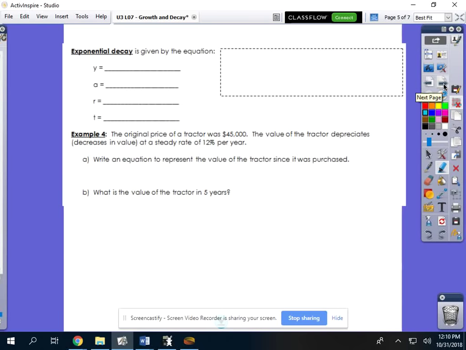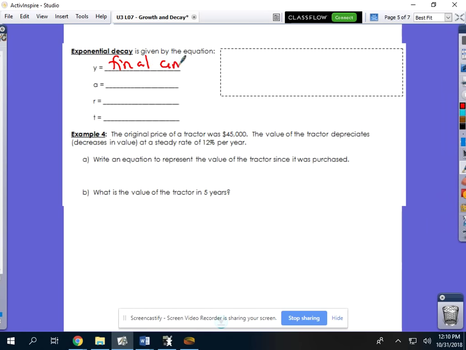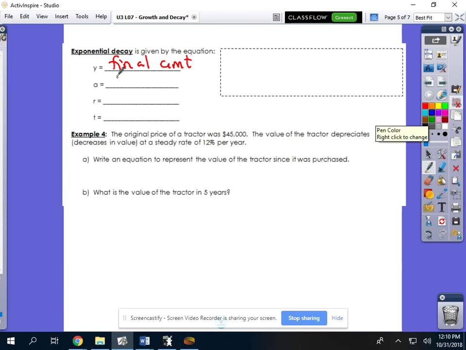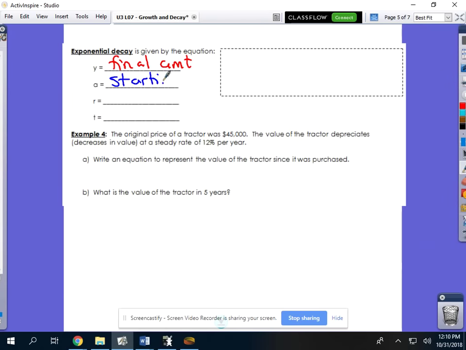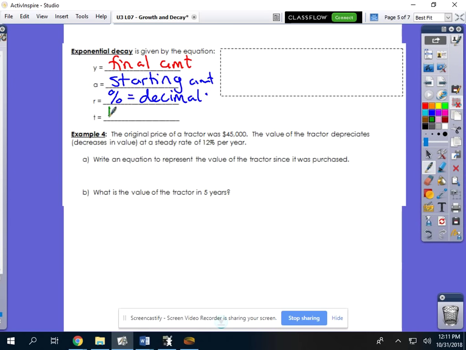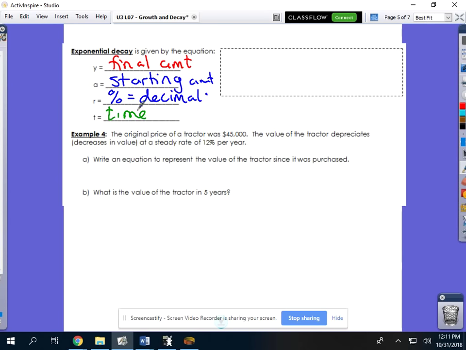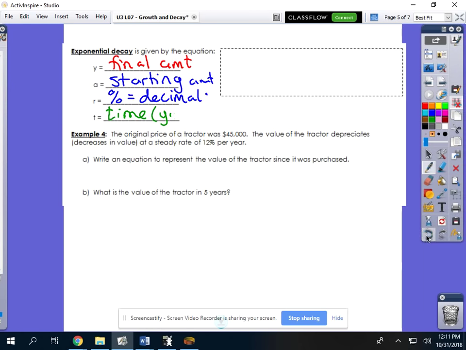We're now going to slightly change, but it's going to be pretty much the exact same idea. Once again, my y is my final amount. So you should be on the back side now. My y is my final amount. A is still my starting amount. And my R is still my percentage as a decimal. And T is still time in years, most of the time in years. I'm going to leave that off because it doesn't necessarily have to be in years.